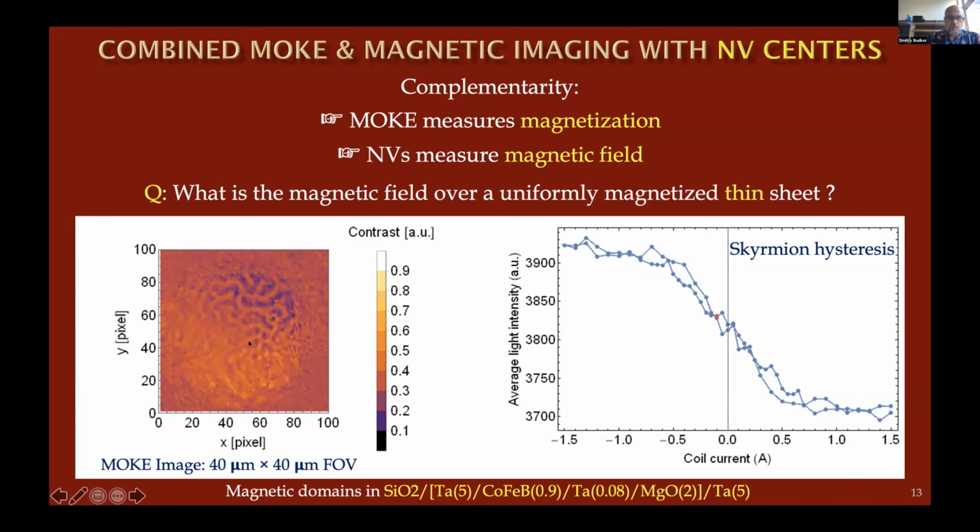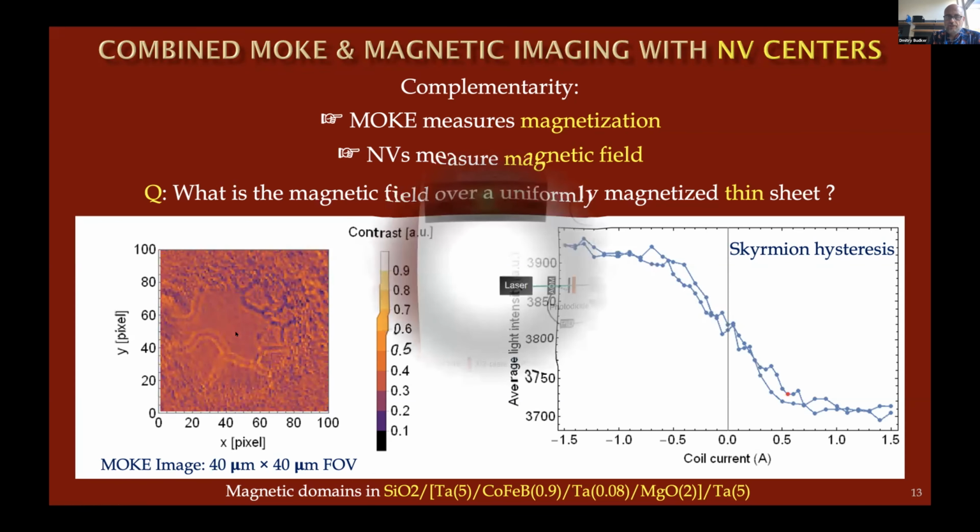They look like worms, so to say, and as you change the magnetic field, these worms move around, as you can see, and unite, and so on. So this is a 40 by 40 micrometers field of view over here.